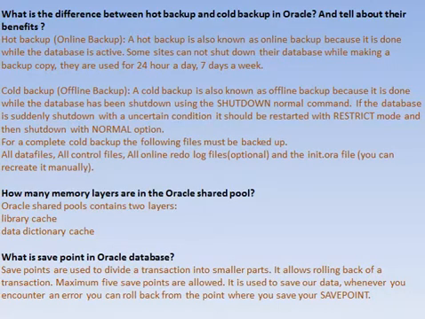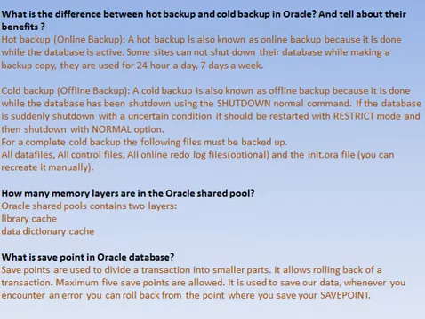Cold backup, offline backup. A cold backup is also known as offline backup because it is done while the database has been shut down using the shutdown normal command. If the database is suddenly shut down with an uncertain condition, it should be restarted in restrict mode and then shut down with the normal option. For a complete cold backup, the following files must be backed up: all data files, all control files, all online redo log files (optional), and the init.ora file. You can recreate it manually.